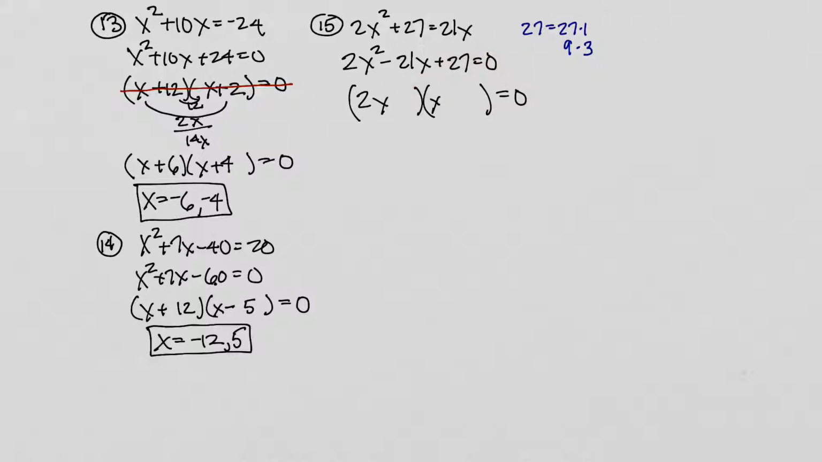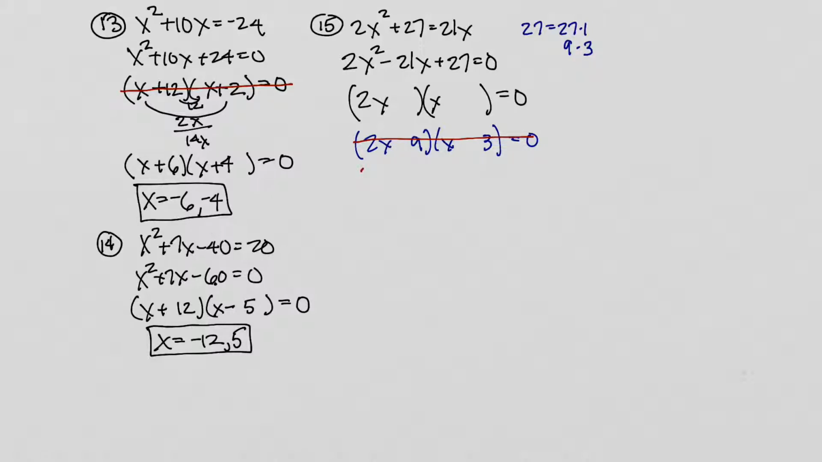If I put the 9 here, what's this thing going to look like? Well, it's going to look like this. I'd have 2x and a 9, and then an x and a 3 equaling 0. But look what happens. The outer product is 6x. This is 9x. And 6x and 9x, I can't get a 21 out of that. So that's not going to work. Let's switch them.